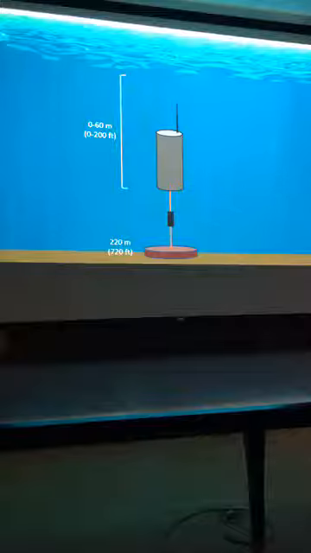Okay, so this is just a quick overview of how the AMP works. It's moored all the way to about 720 feet with a train wheel. It has a bunch of line on it, so it just sits at 60 meters.